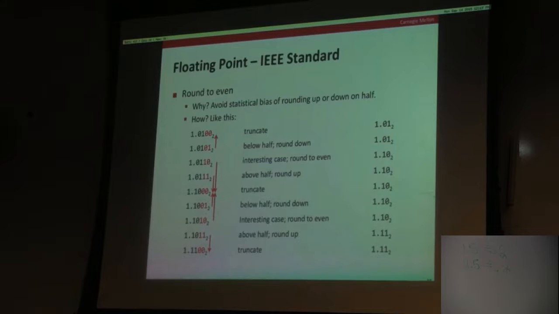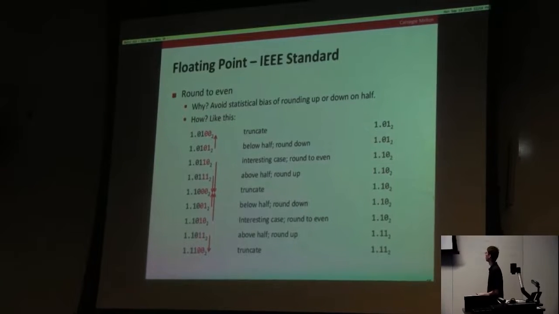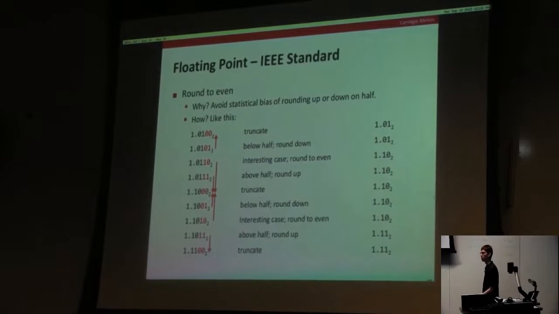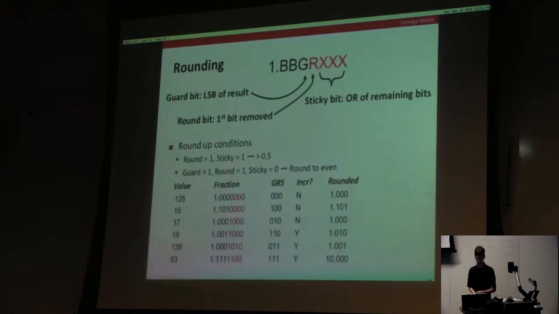And this is a good rounding scheme. And so you see here, in the normal cases, where you're not exactly halfway between something, you do what you would expect. If you're below halfway between, you round down. If you're above halfway between, you round up. But when you're exactly in between, you'll round towards whichever number is even. Okay. So how do we actually implement that?